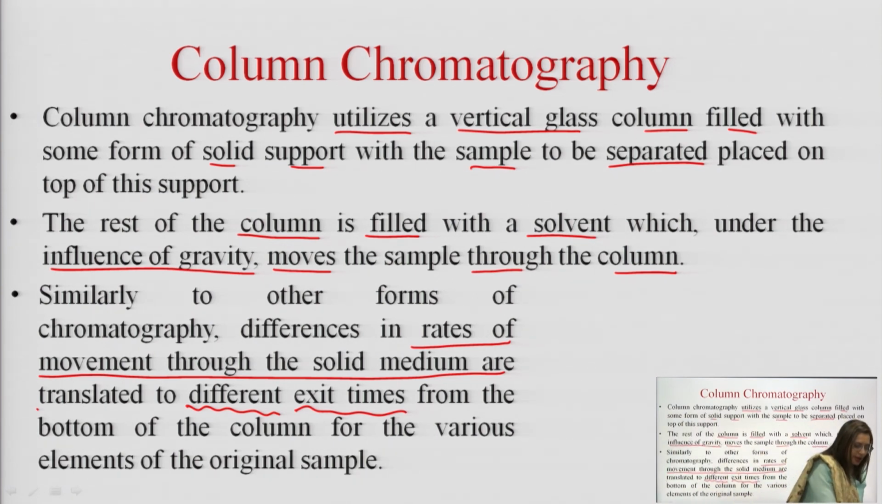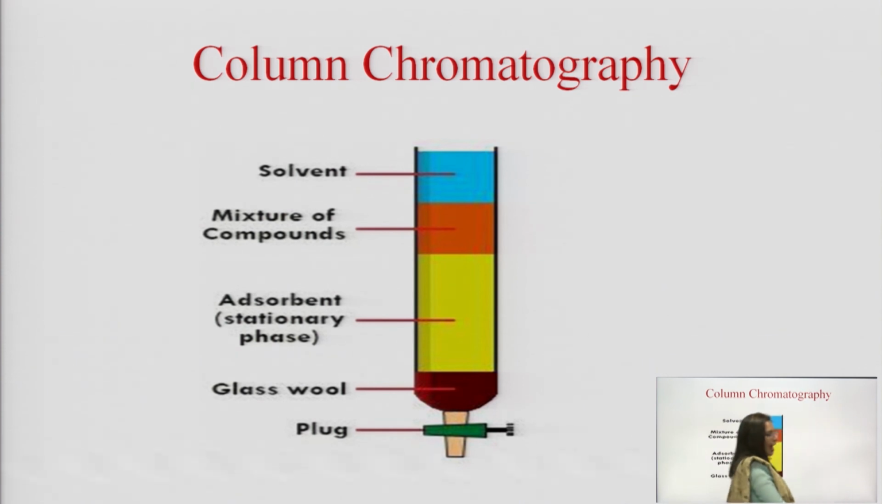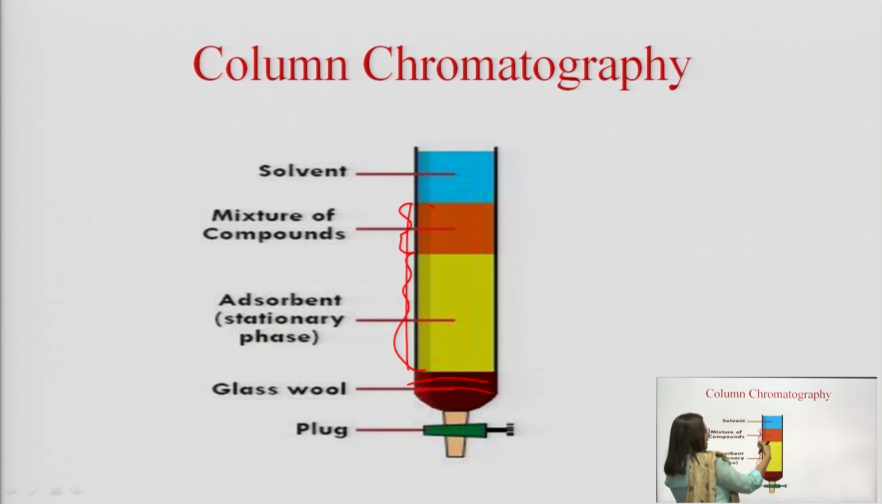That means the time of exit of any fraction will show the difference in the type of solute. So, here is the description. This is the packed column, glass wool is filled here, a plug is kept there. There is the mixture, this is the sample applied over the stationary phase, which is having silica gel, sometimes N-hexane slurry is mixed or a solvent stationary phase is kept. Then the solvent is put here.